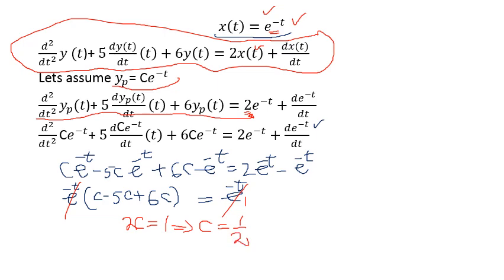So the particular solution will be replacing the value here. For c we get y p of t equals 1 by 2 e power minus t. So this is the particular solution for this differential equation for the given input x of t equals e power minus t.